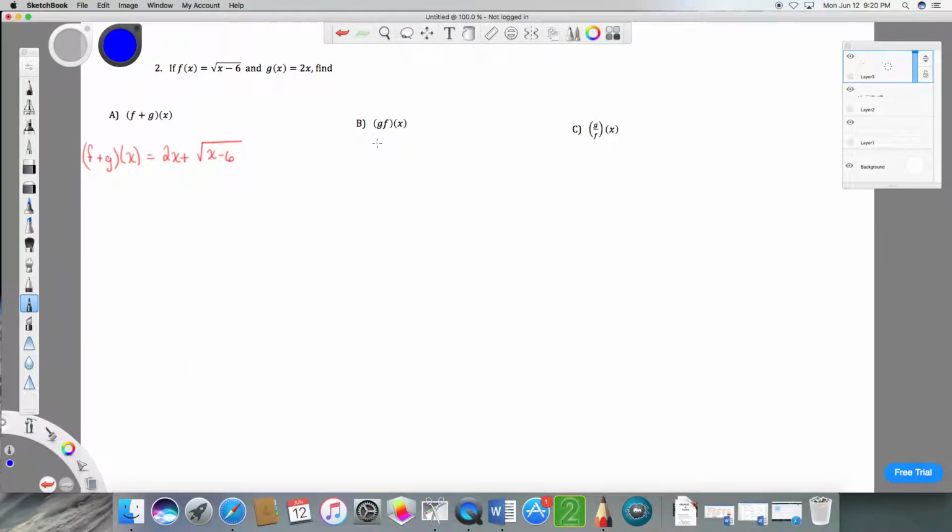In part B, we're asked to simply multiply these together, and rather than call this new function something like h, we give it a title fg, and that tells us how this new function is constructed. So it gives it a title, but it also tells us information of how to build it. So we just take 2x times x minus 6.